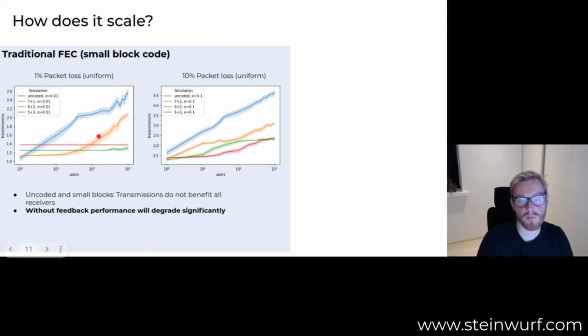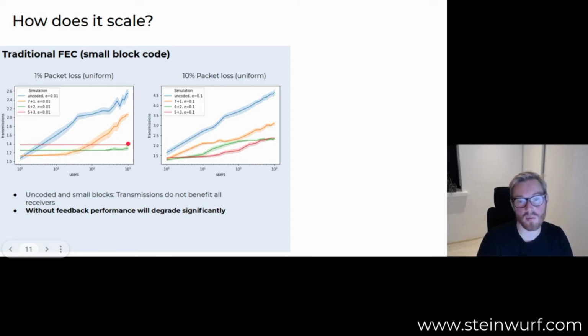We can improve this further by looking at, for example, the green curve here, where we are taking 6 data packets and 2 equations. Now we see the system is almost 100% stable. We still have a little bit of fluctuation when we reach 1,000 receivers, because at this point there might be one unlucky receiver that lost more than 2 packets from this block. And if we want to fix this problem, we just have to increase the number of equations that we're sending. So for the red curve, we are sending 5 data packets and then 3 equations.